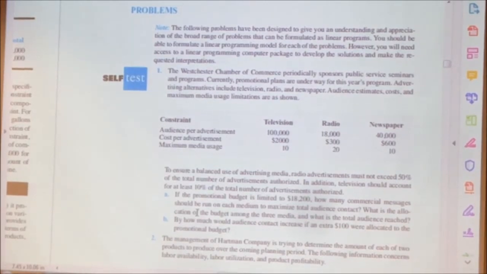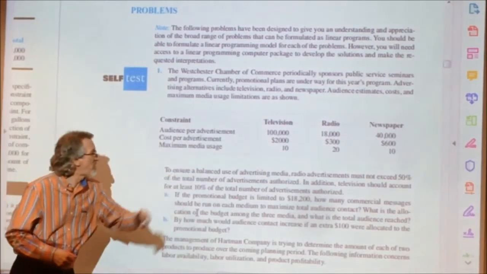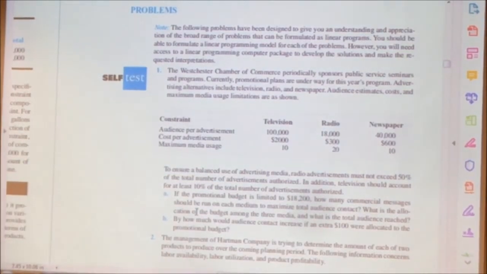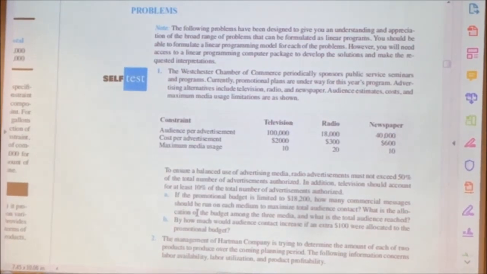So, if this were a problem on homework, you would tell me what T, R, and N are. And just don't write television ads. The number of television ads. It's how many television ads. That's really what the decision that variable represents. Are you ready? To ensure a balanced use of advertising media, this is it. Here's your beginning right here.